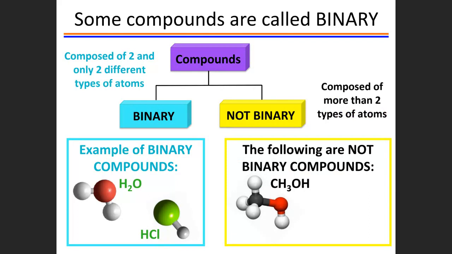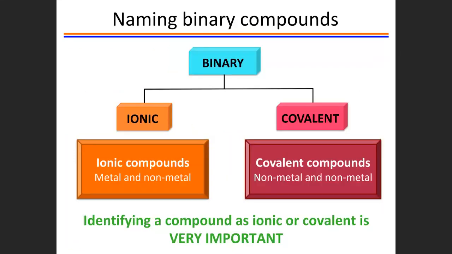Compounds can be binary or not binary. H2O and HCl are examples of binary compounds. But CH3OH is not binary. You have to make sure the compound is made of two elements, then it will be binary.